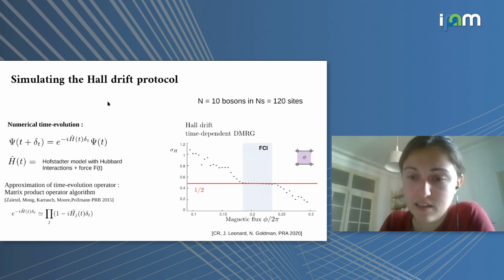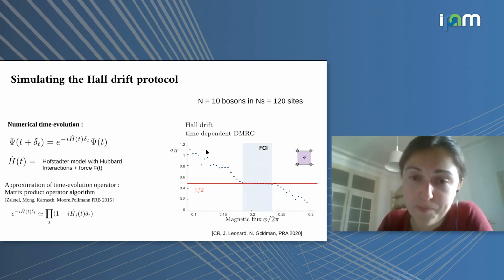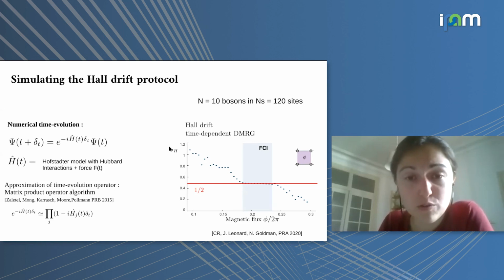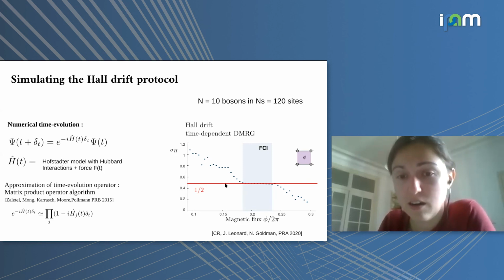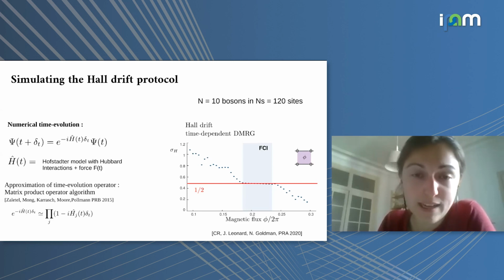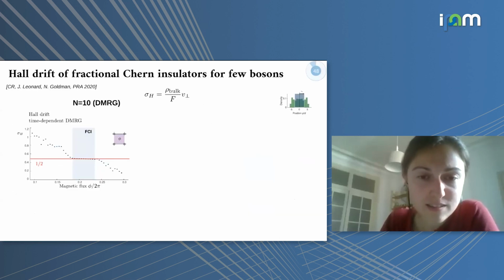So here again are the results for the same system size as we did for the other protocol. And as you can see here, there's again a region of flux where the Hall drift tells you that the Hall conductivity is quantized. You have basically a plateau of the Hall conductivity with a value very close to 1/2. And this region coincides with the region where you already have a plateau of the Hall conductivity from the Streda formula.